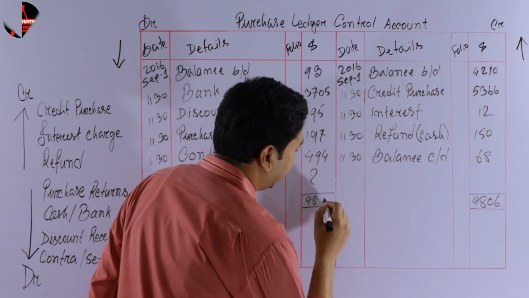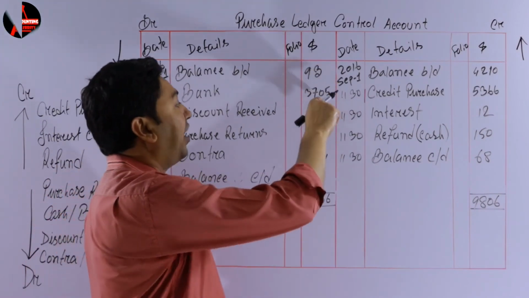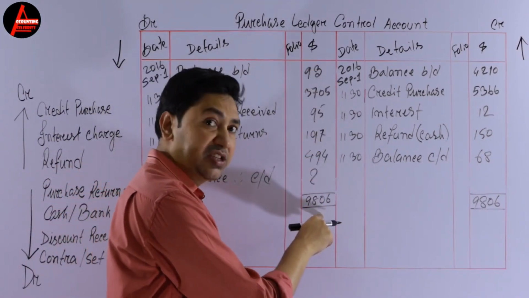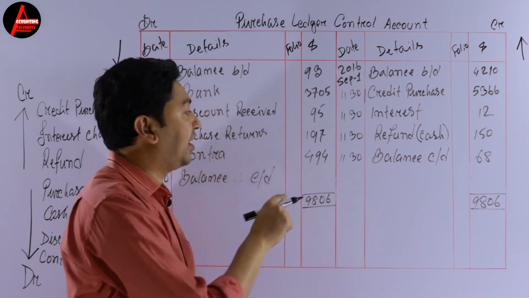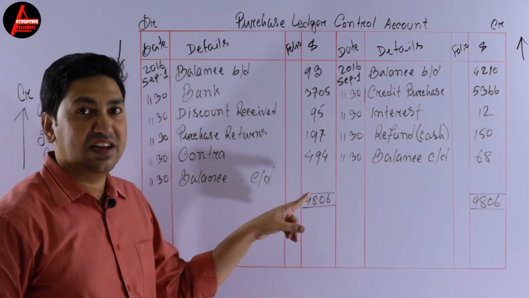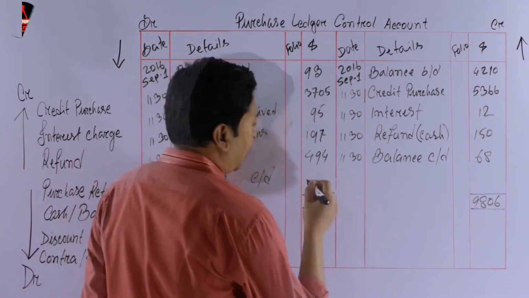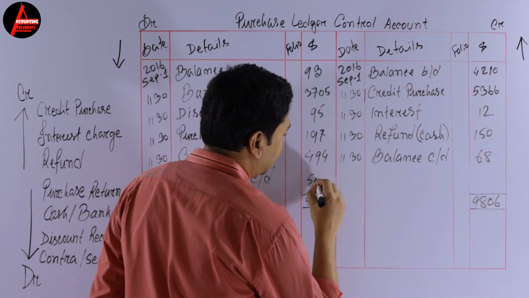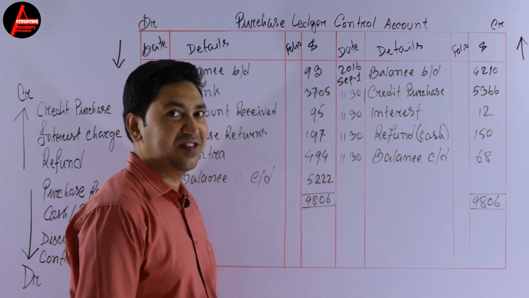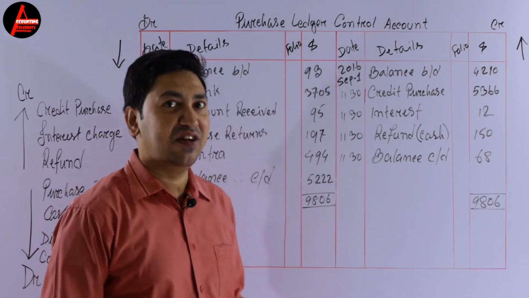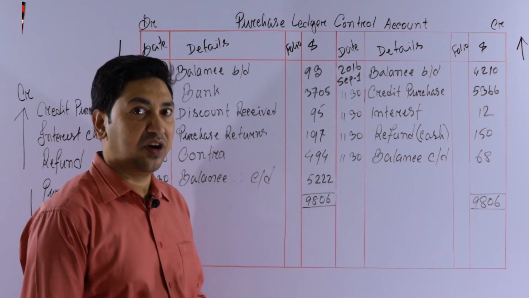Okay, so this $9,806, you will take the opposite side, that means in the debit side. So $9,806. Okay, great. Now this all items you will subtract from this total. Okay, so if you subtract, then we will get the answer of this question here. Okay, so what is the answer here? It is 5,222. Okay, this is how you need to calculate the balance CD, okay, or closing balance of control account.